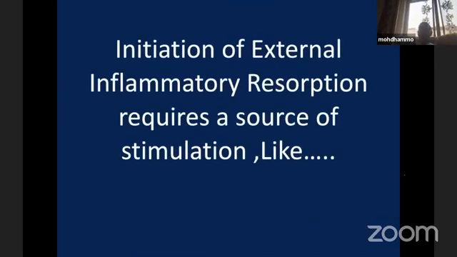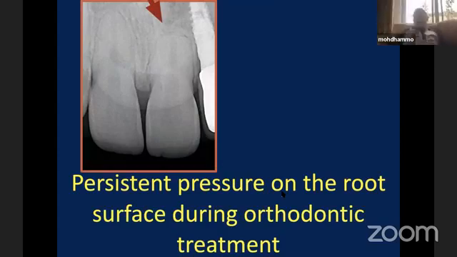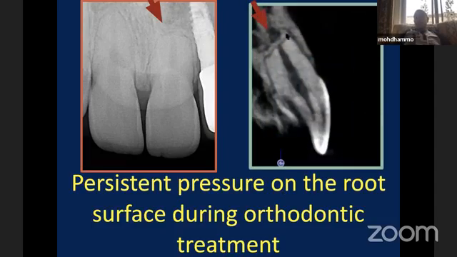What are other causes of resorption? Initiation of external inflammatory resorption requires a source of stimulation like pressure. Persistent pressure on the root surface during orthodontic treatment. Unfortunately, sometimes the pressure during the orthodontic treatment is extreme. So what will happen here? You can see here, this is a patient who had orthodontic treatment a few years ago, and you can see here the resorption at the apical part of the root.